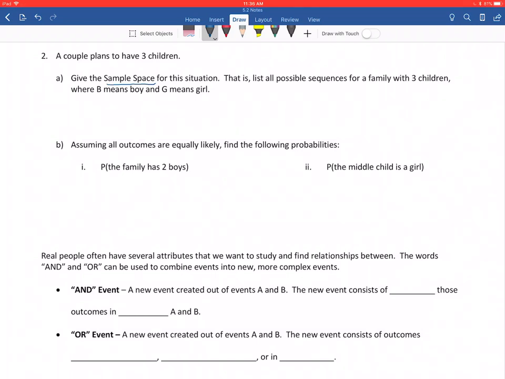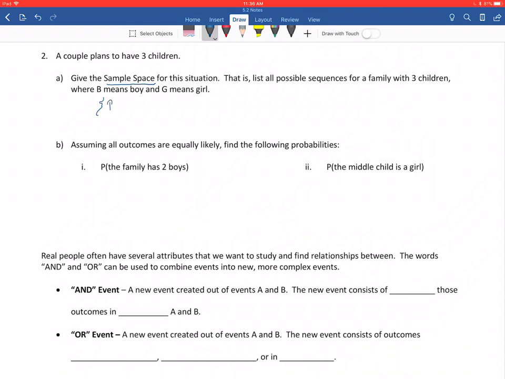It says, list all of the possible sequences for a family with 3 children, where B means boy and G means girl. So you aren't really a lot of times required to make your own sample space, not in this course, but in other courses you may have to. But I'm going to show you how to make one. What you'll most likely be doing is you'll be given sample spaces and used to ask those to answer questions.